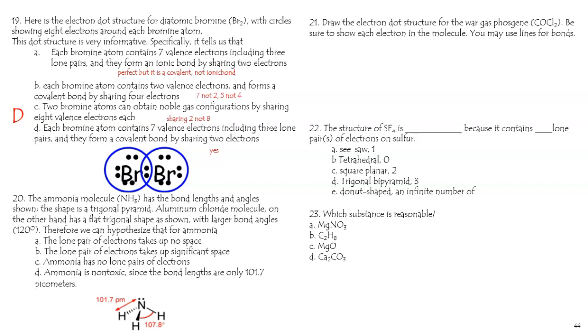Therefore, we can hypothesize that for ammonia, the reason those bond angles are so much shorter is because that nitrogen is taking up some of the space. So where's the answer that says electron pairs take up significant space? B.